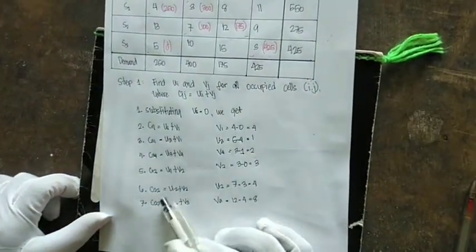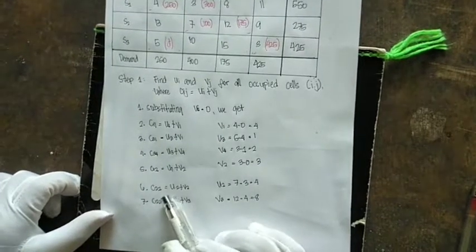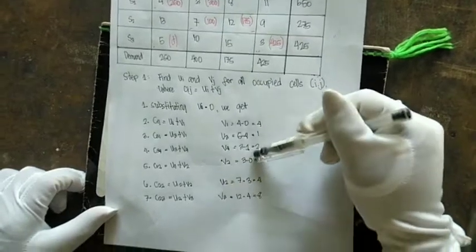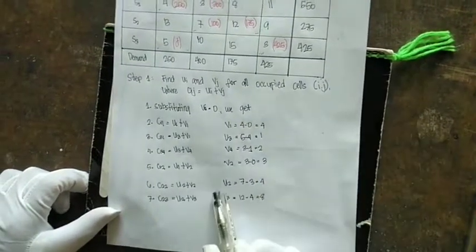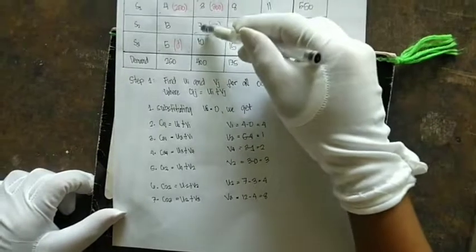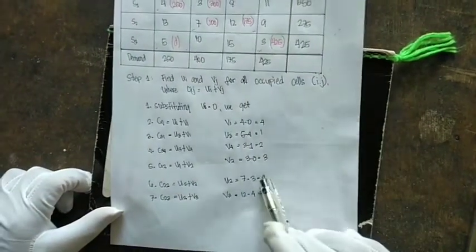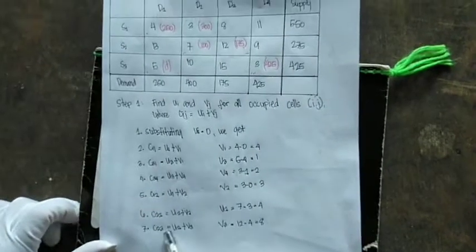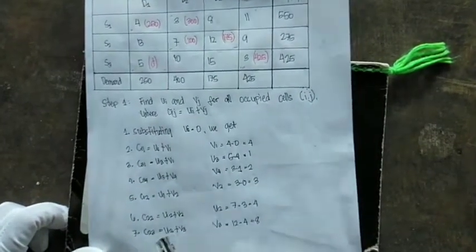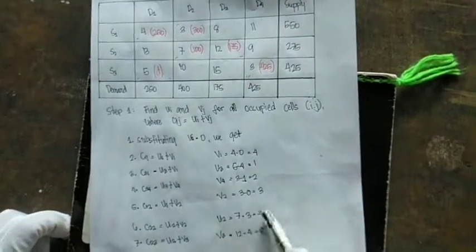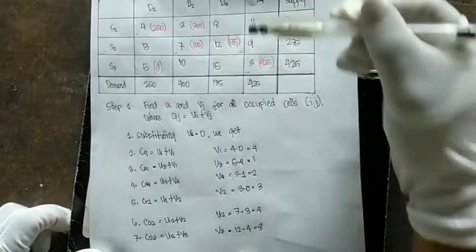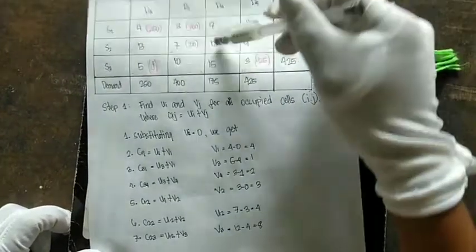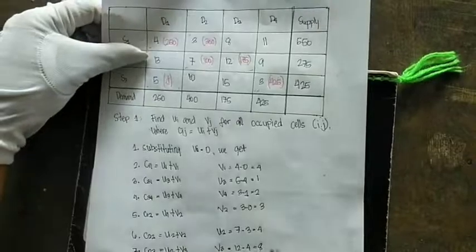For our C22 and number 6, C22 equals U2 plus V2. Since we have the value of our V2 as 3, the value of our U2 is 7. So 7 minus 3 equals 4. For our last number, C23 equals U2 plus V3. Since our U2 is equal to 4 and V3 equals 12, 12 minus 4 equals 8.